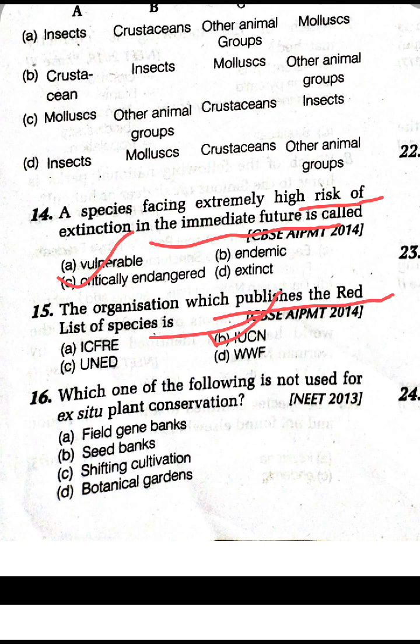Then question number 16. Which one of the following is not used for ex situ plant conservation? So option number C, shifting cultivation. It is not used for ex situ plant conservation. The rest of the three options are used for ex situ conservation.